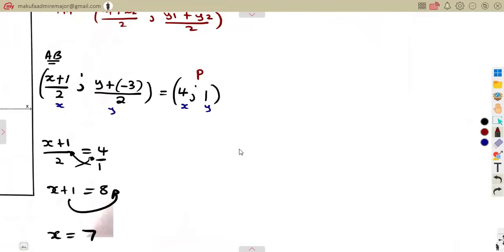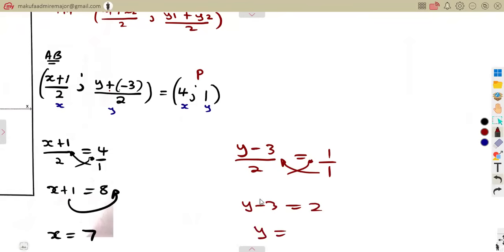Using the same concept, you can solve for Y, because Y is equal to the Y value, meaning (Y plus minus 3) over 2 must be equal to 1, and 1 is the same as 1 over 1. So you can also cross multiply. Y minus 3 is equal to 2. So Y is equal to what? Minus 3 to the other side, that will be a plus. 2 plus 3, which is 5.